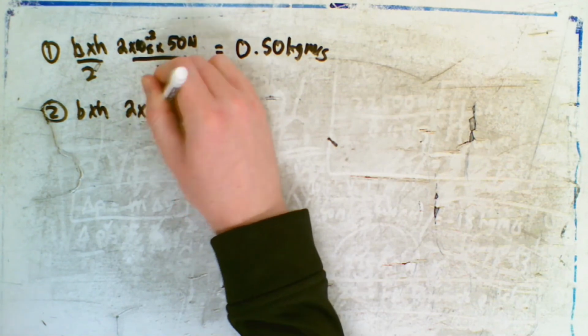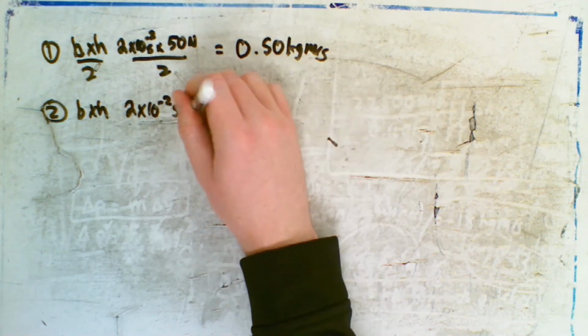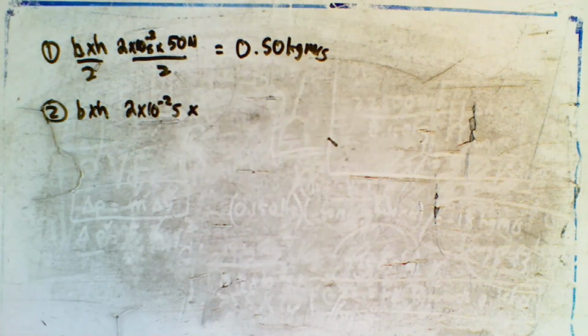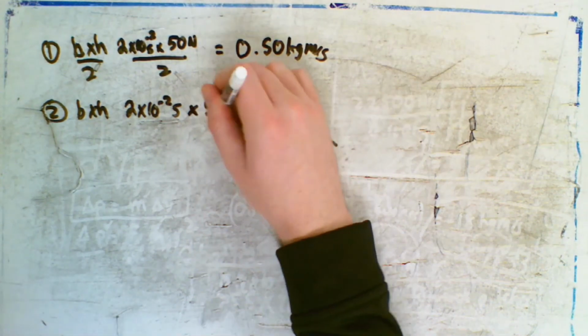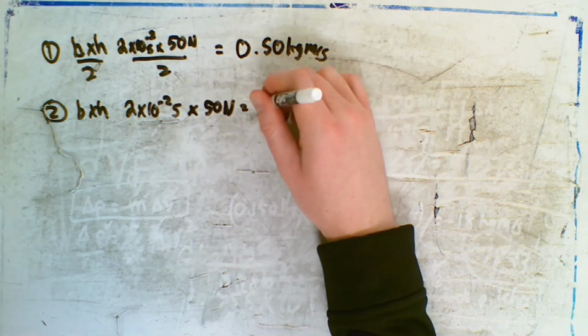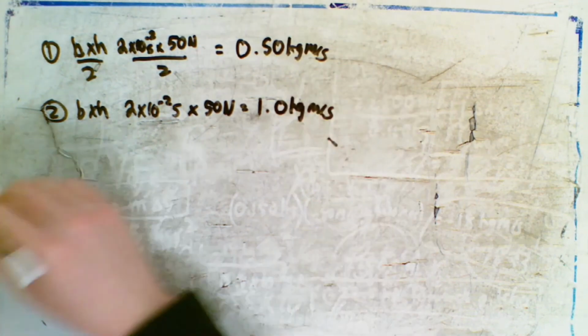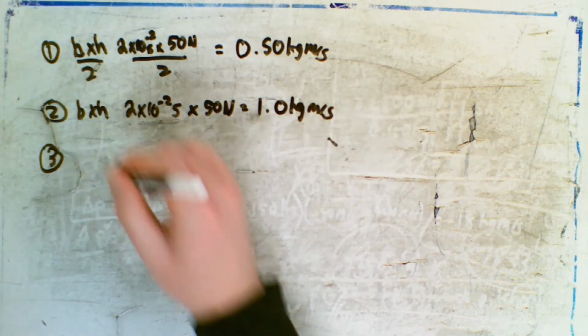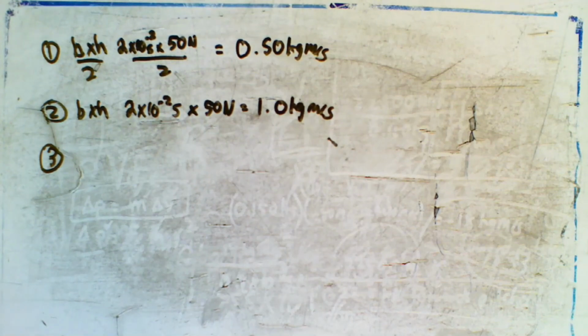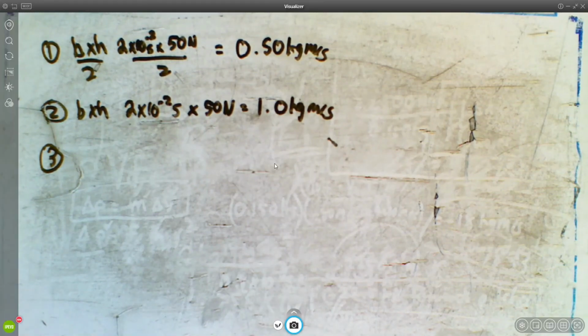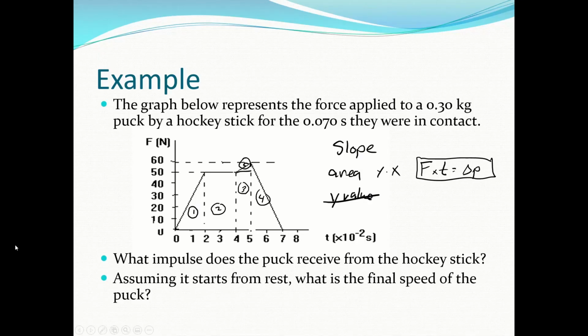2 times 10 to the negative 2 seconds is its base because it goes from 2 to 4. And its height is 50 newtons. So that's going to be double that. That's going to be 1. Shape 3 is, oops, what did I label as 3? Yeah, 3 is that one. So 3 is also a rectangle.